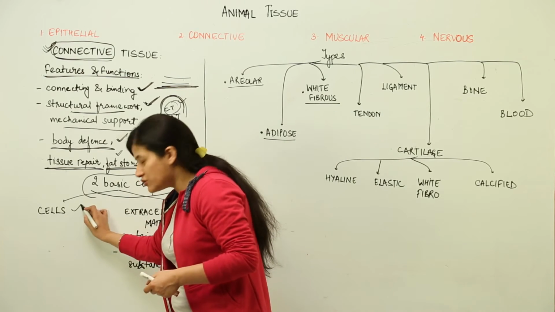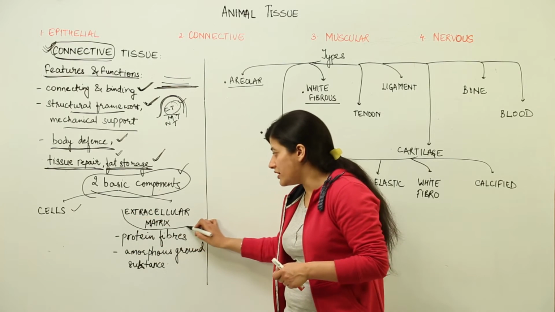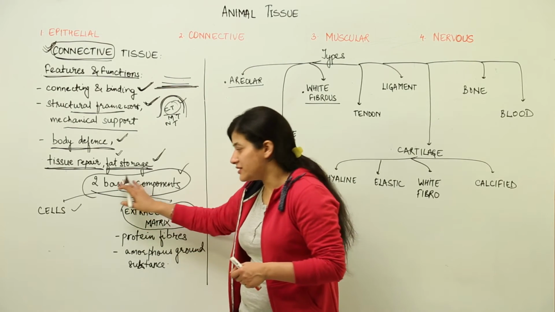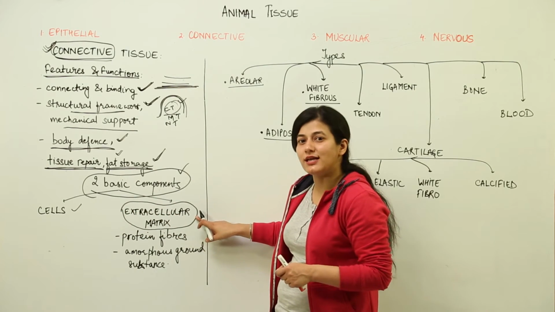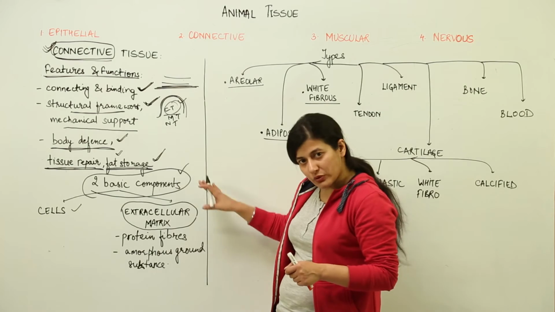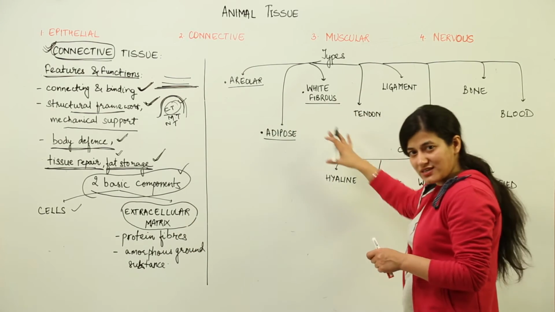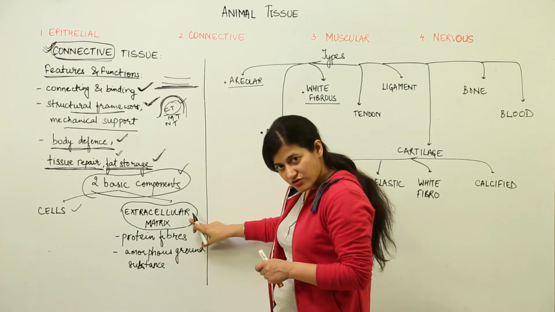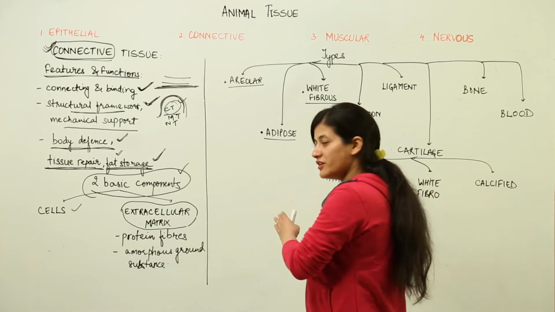One would be the cells which would form the connective tissue, and other would be the extracellular matrix that would be present inside the tissue, and the cells would be suspended in this extracellular matrix. Depending upon the type of the extracellular matrix, we divide the tissue into these types. Depending upon the type of extracellular matrix and of course the cells, the tissue is divided into different categories.